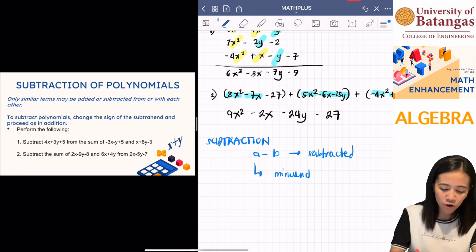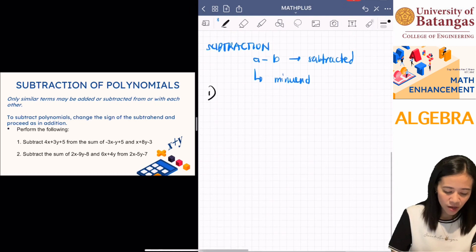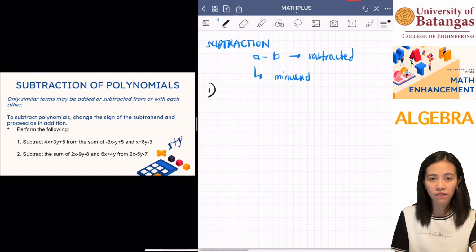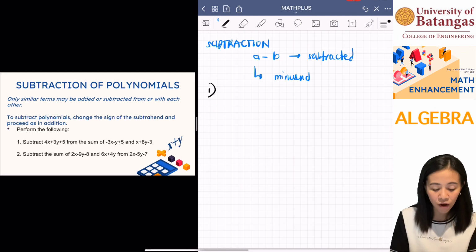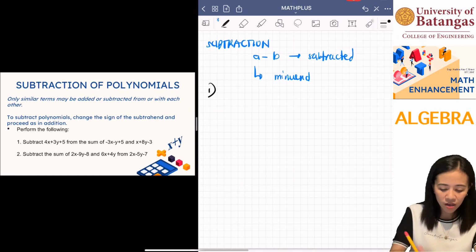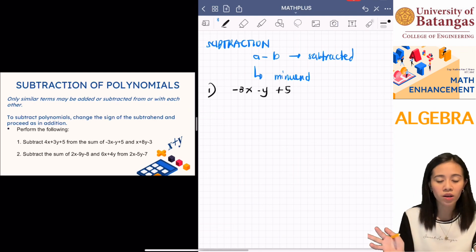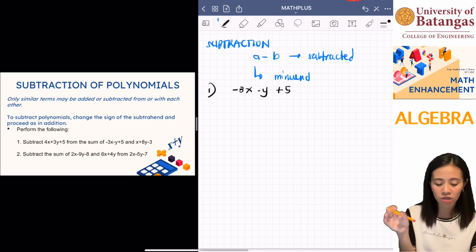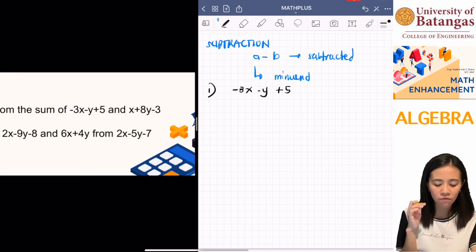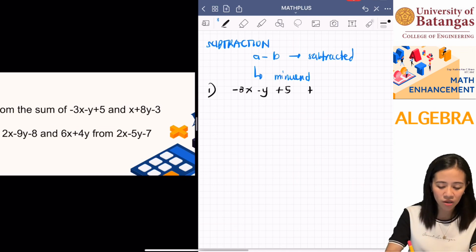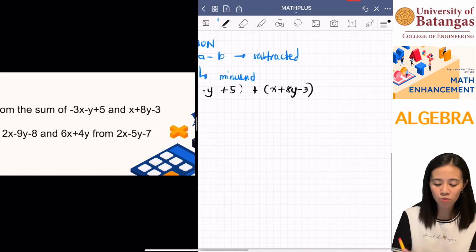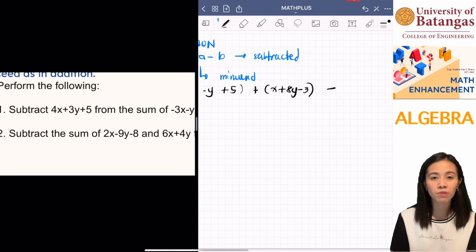Okay, so, let's perform the first example. So, you have number 1, subtract 4x plus 3y plus 5. So, that's one expression. We are going to subtract that from the sum of negative 3x minus y plus 5 and x plus 8y minus 3. So, pag-a-addin muna daw natin, you're going to take the sum of negative 3x minus y plus 5, so i-add natin siya with x plus 8y minus 3. And then from this sum, isusubtract mo daw si 4x plus 3y plus 5.